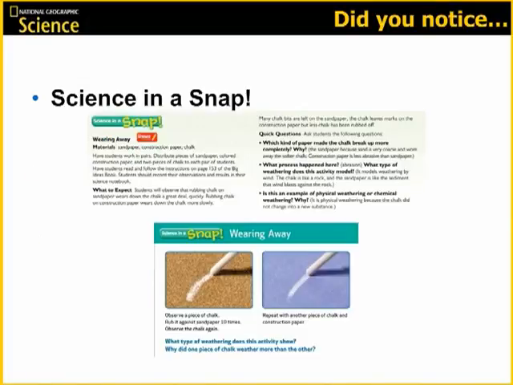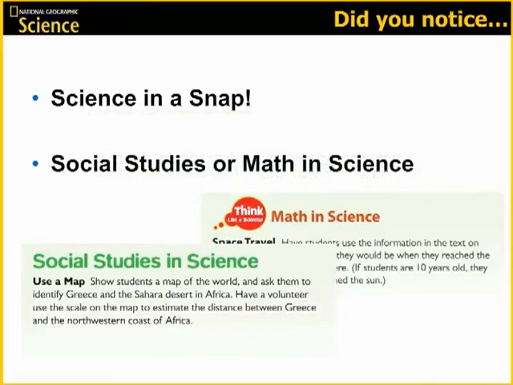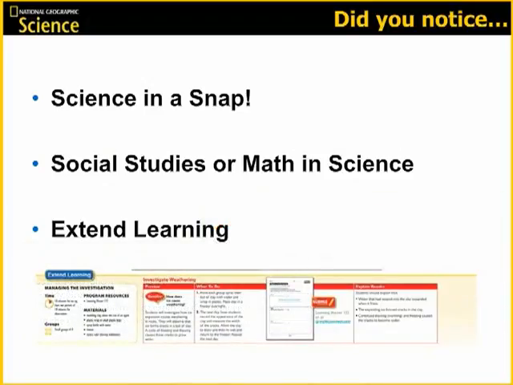Science in a Snap opportunities are provided throughout each chapter, and these activities offer quick investigations to activate understanding of science concepts. Social studies and math and science references provide an opportunity to link the science concept to other content areas and think like a scientist in relation to math. And Extend Learning does just that, provides an opportunity to extend what students are learning.